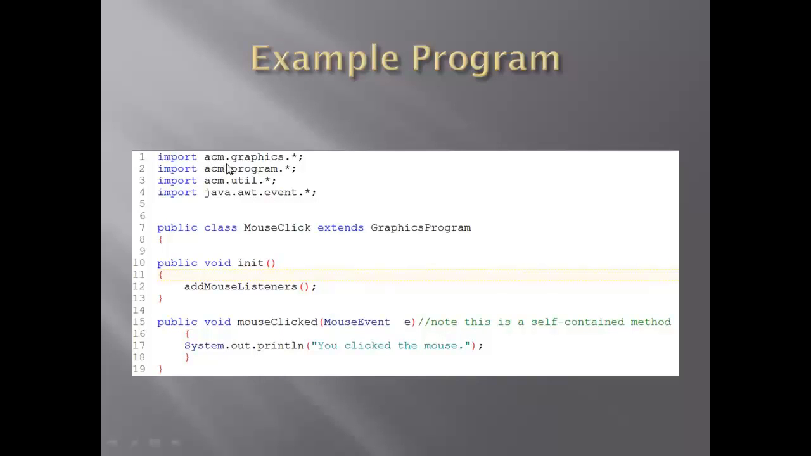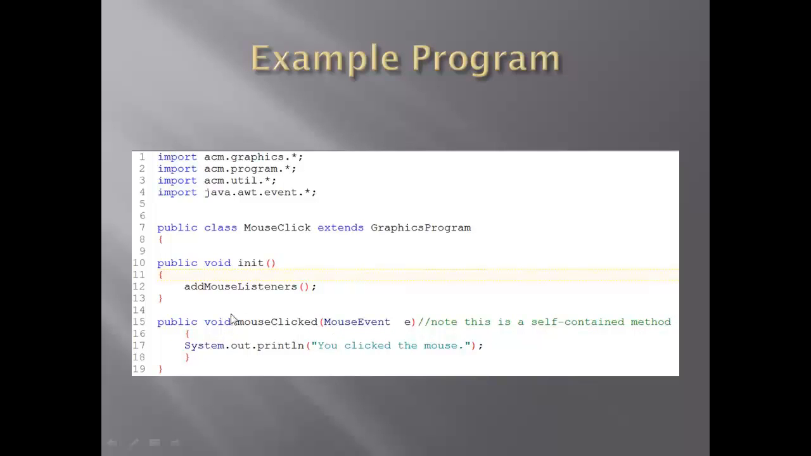As you code this program, note we have our 4 import statements. If you wanted to use color, you also need a 5th, import java.awt.*. It's a graphics program. We have our initialization method with our add mouse listeners. And then this one has a mouse click method.